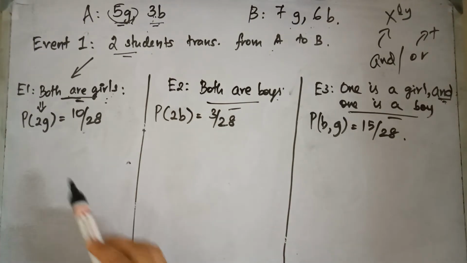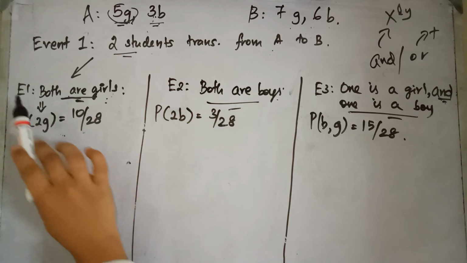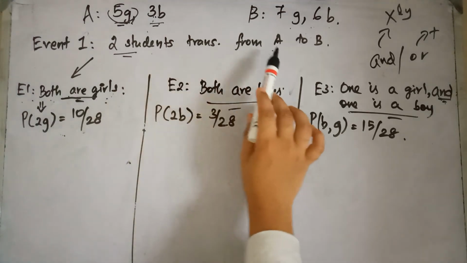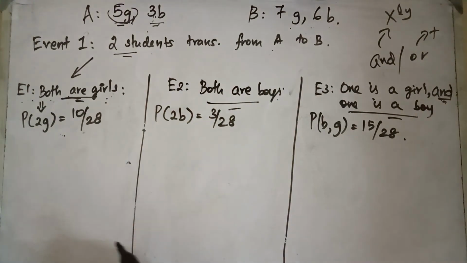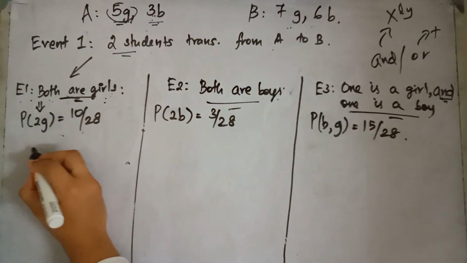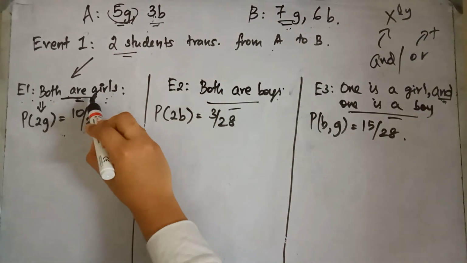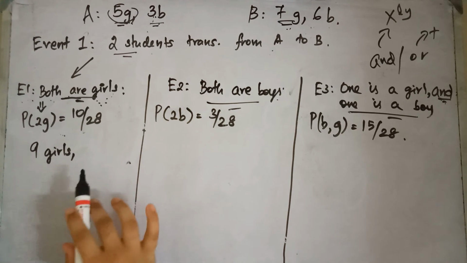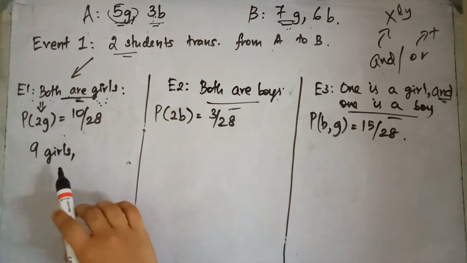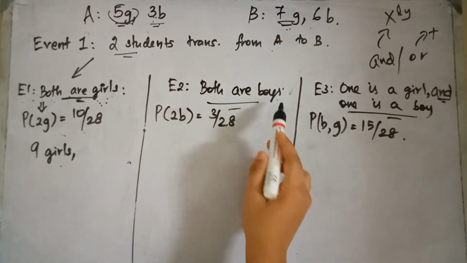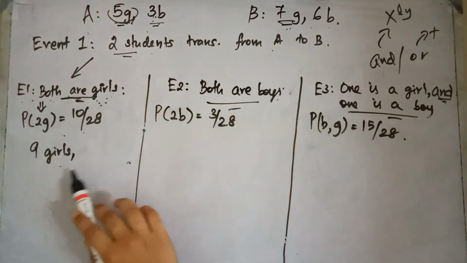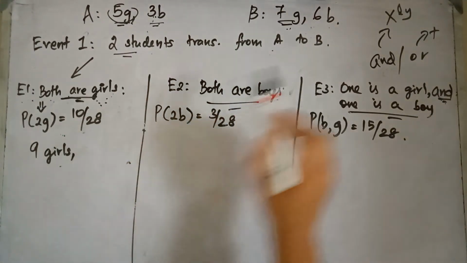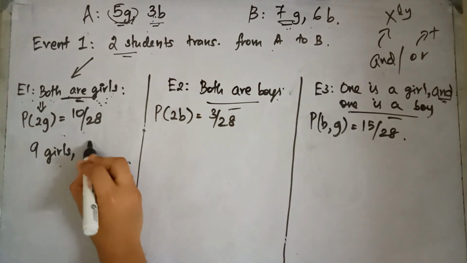Okay. Now let's look at this event. If event 1 had happened and both of the students who have been transferred from A to B are actually girls, then how many girls will be there in class B? It will be 7 girls plus the 2 transferred girls, which will be 9 girls. Now you'll have to pay close attention to this part because all 3 of these events will lead to different numbers of girls and boys. Because in this event, boys are transferred. Here 1 boy and 1 girl. So the number of girls and boys will be different in all 3 of these events. So just pay close attention. Here we have 9 girls and 6 boys.